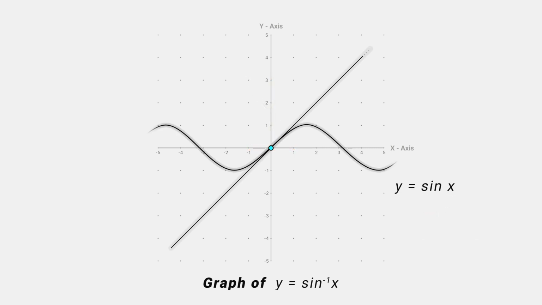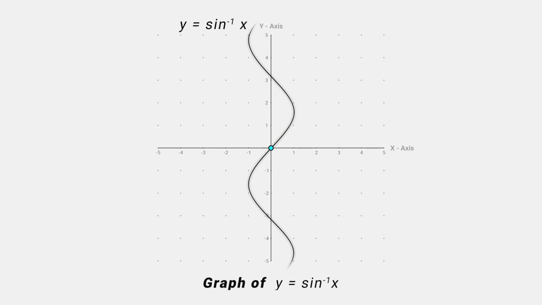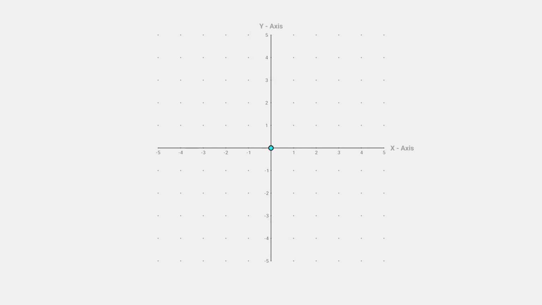Now the question is why we don't do this. The answer is because sin inverse x is a function and this graph is not a function, because it fails the vertical line test. From the vertical line test, we can find out whether a graph is a function or not.